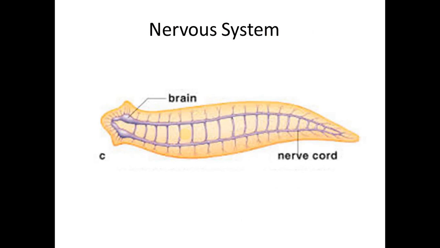If we talk about the nervous system, it is of primitive type. The main nervous system consists of a pair of cerebral ganglia or brain and 1 to 3 pairs of longitudinal nerve cords. These are the longitudinal nerve cords connected to each other by transverse commissures. This type of nervous system is called ladder-like nervous system. So the nervous system is of primitive type.